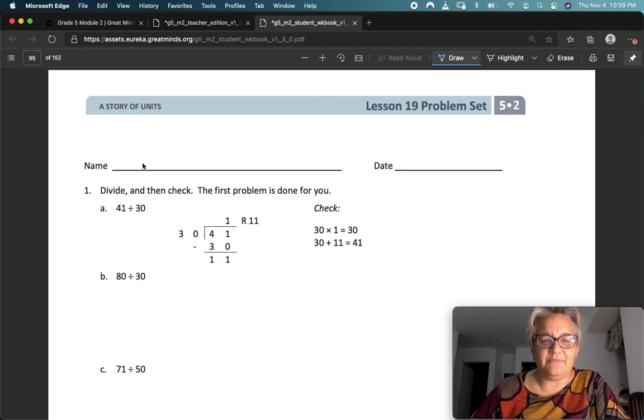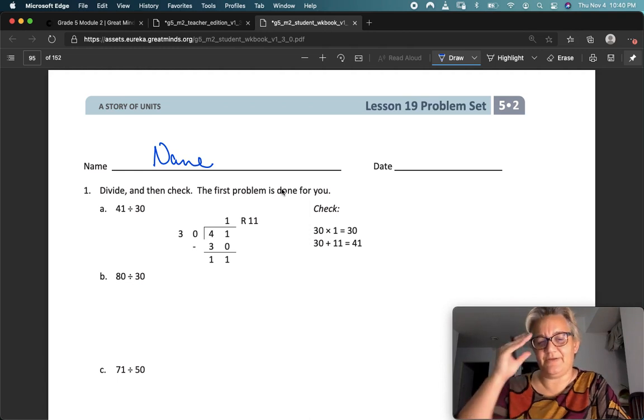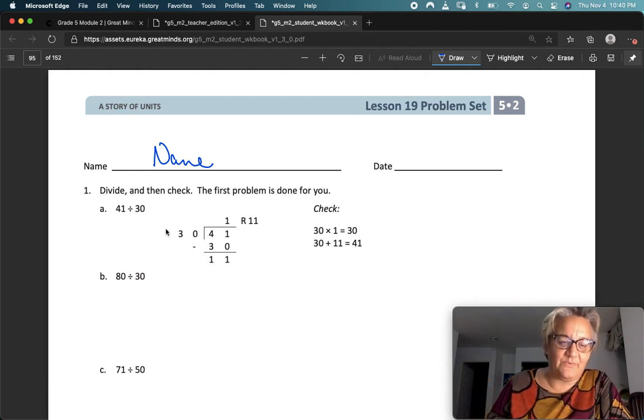Let's go to the problem set. Write your name on the paper. And divide and then check. The first problem is done for you. So we are dividing with long division. So 41 goes underneath the long division sign. And then our divisor is a 2-digit divisor with a multiple of 10, so 30.